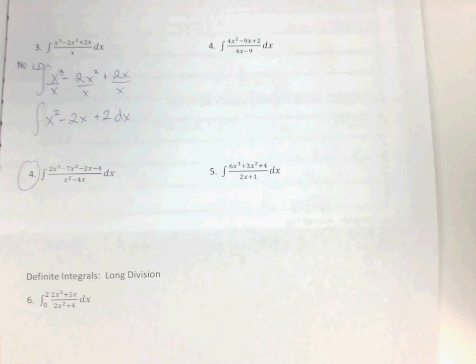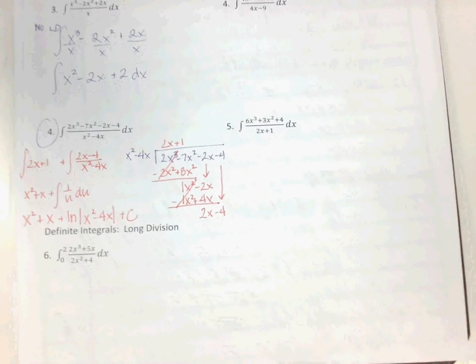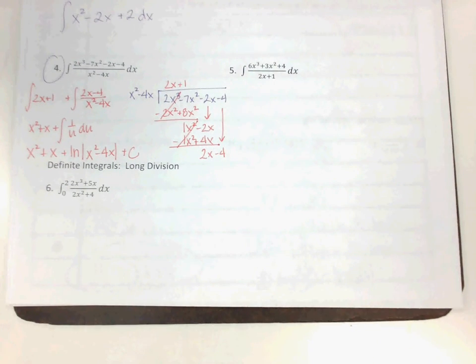U is x squared minus 4x. I had to do the U sub in my head. 2x minus 4 dx. 2x minus 4 is du. Easy. They just crossed out dx. I got the answer. That's so easy.